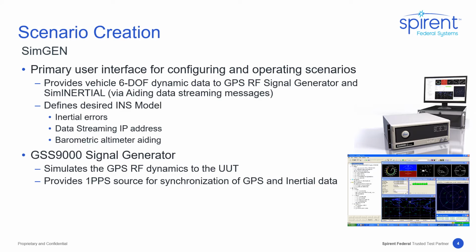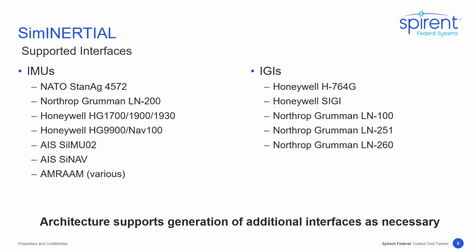The signal generator chassis will create the simulated GNSS RF signal undergoing the SimGen defined trajectory and will provide timing and synchronization signals to SimInertial to ensure data and signal coherence. Support exists for a variety of IMU and IGI interfaces. The architecture does support generating additional interfaces as necessary.